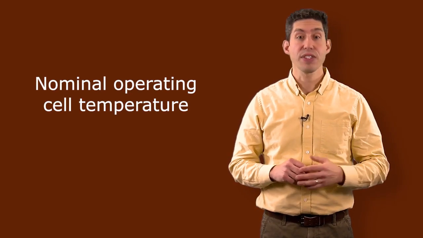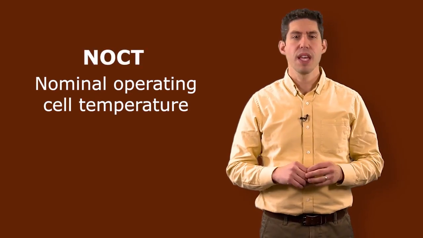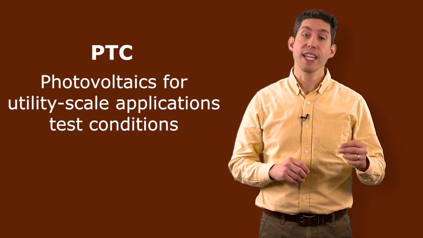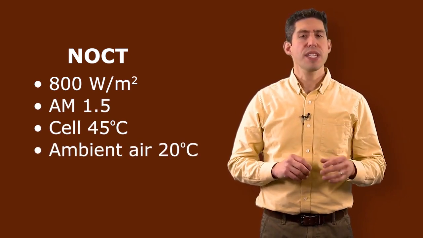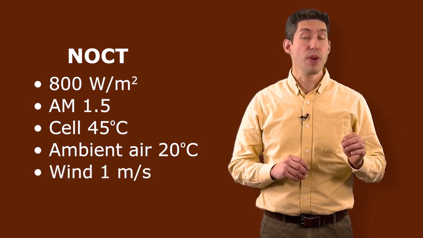Another common test condition is known as Nominal Operating Cell Temperature, or NOCT. This is also sometimes called PTC, or Photovoltaics for Utility Scale Applications Test Conditions. NOCT is much more common. The NOCT conditions are an irradiance of 800 watts per square meter, an air mass of 1.5, and a cell temperature of 45 degrees Celsius, with an ambient air temperature of 20 degrees Celsius. NOCT also includes a wind speed of 1 meter per second. NOCT lowers the irradiance, which is a bit more realistic.